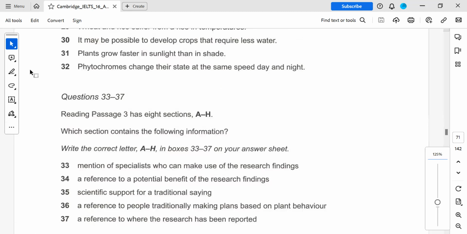I think I got this mention of specialists who can make use. Maybe this is the last one, if not the first anywhere else. Is it the last one? Who can make use of the research findings? The futuristic one. So futuristic is mostly the last one only. Okay. Yes. Scientific support for a traditional saying, yes, that ashes and oak, something like that. Oak and all, yes.